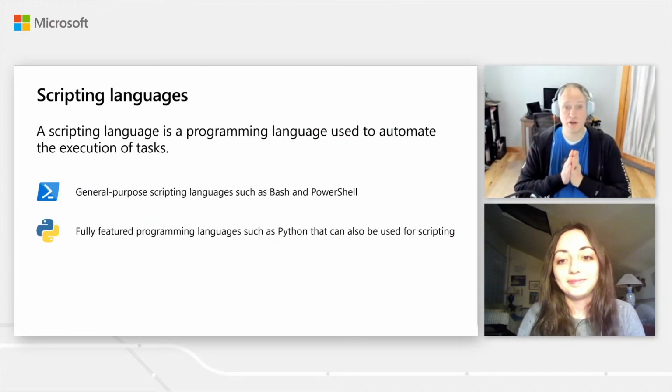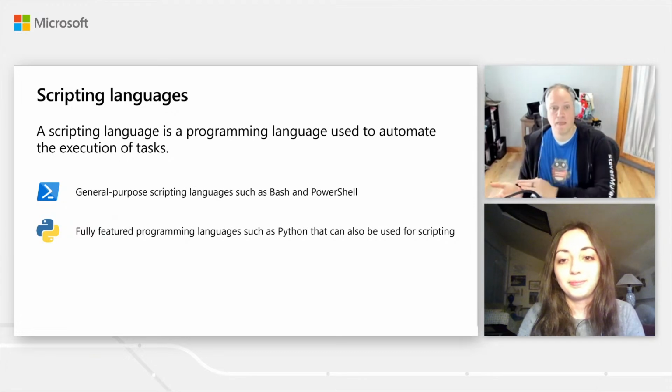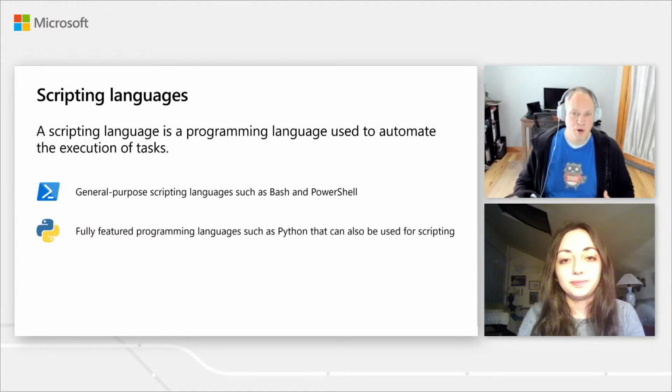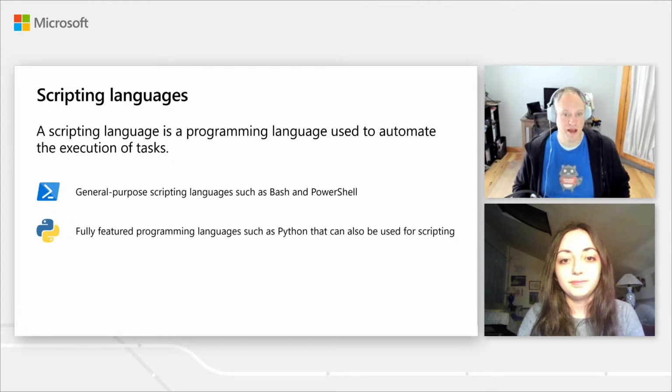So let's get into what these scripting languages are. A scripting language is a programming language that's used to automate the execution of tasks. From the standpoint of an administrator whose goal is to automate activities involving cloud resources, scripting languages typically fall into two categories. General purpose scripting languages like Bash and PowerShell tend to be command shells that also have some scripting capability. And then there are fully featured programming languages like Python that we can use for scripting. The general purpose scripting languages offer abilities for branching, looping, and decision making, but they tend to rely on operating system level commands or commands from add-ons such as the cloud CLIs to do the bulk of the work.